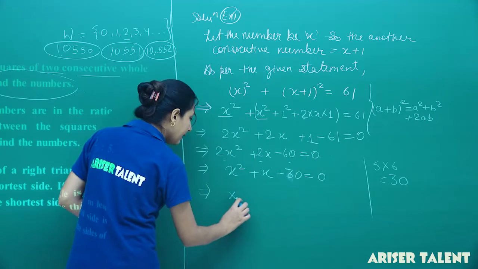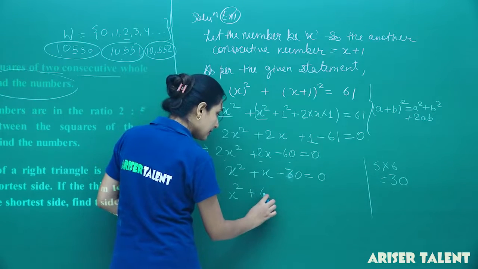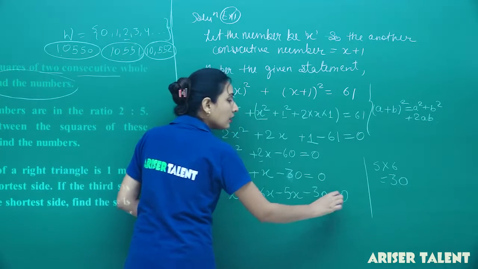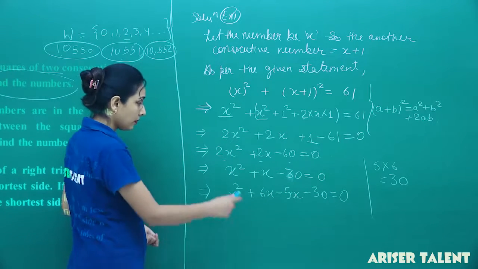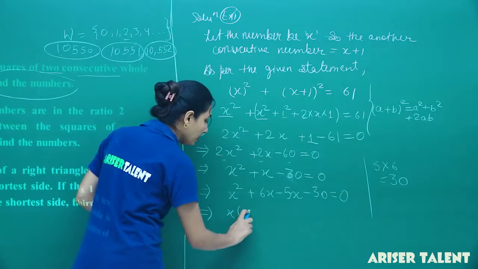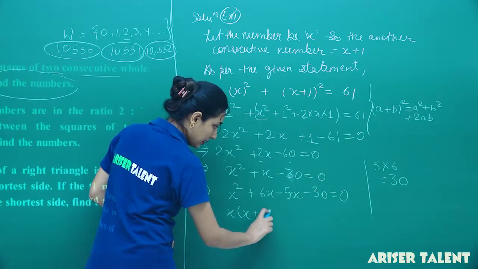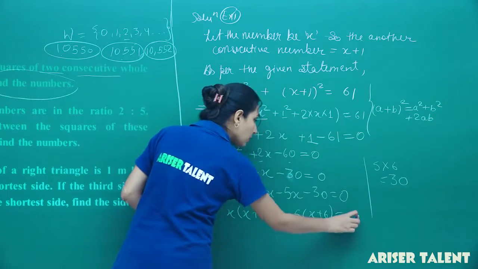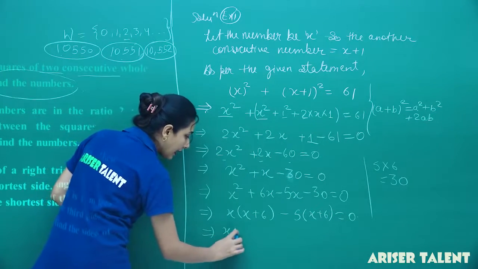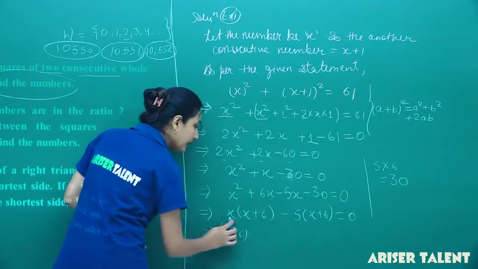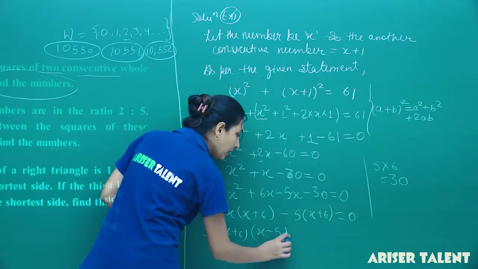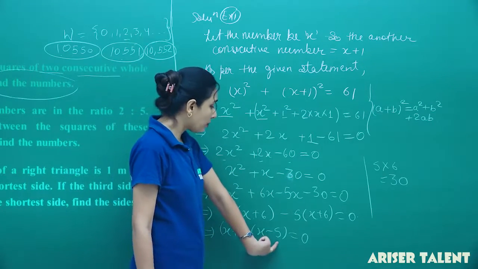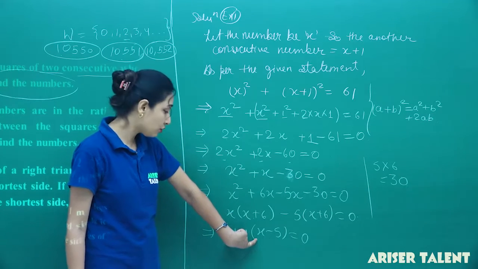Okay. So what will I write? x square plus 6x minus 5x minus 30 equals to 0. Now this will become x common, x plus 6, minus 5 common, x plus 6, equals to 0. That means x plus 6 is common, then what will remain? x minus 5 equals to 0. Now value of x from this. So the root of this equation will be equals to what?